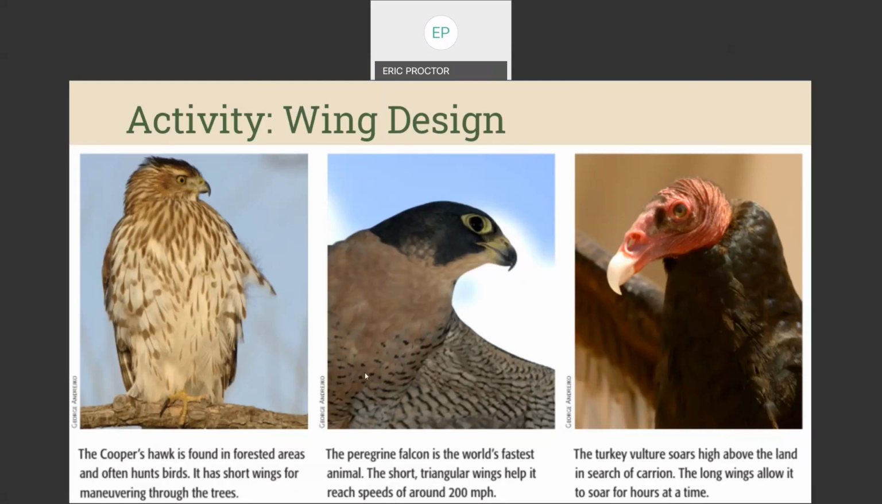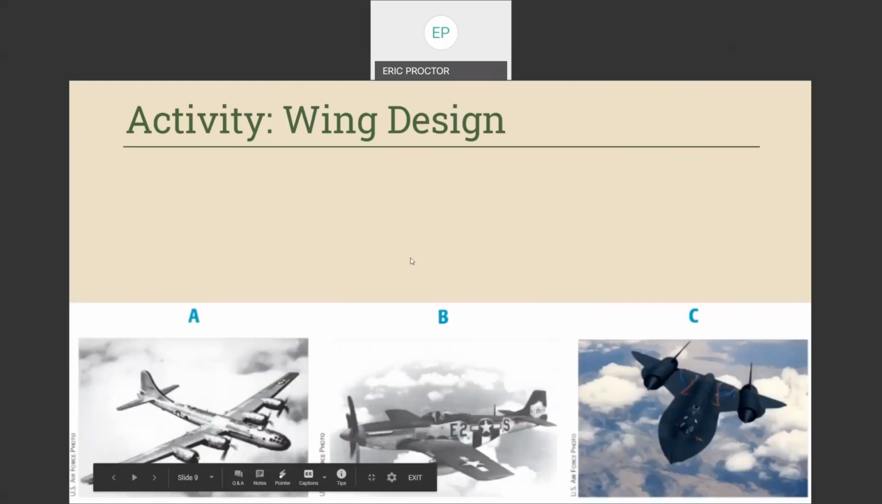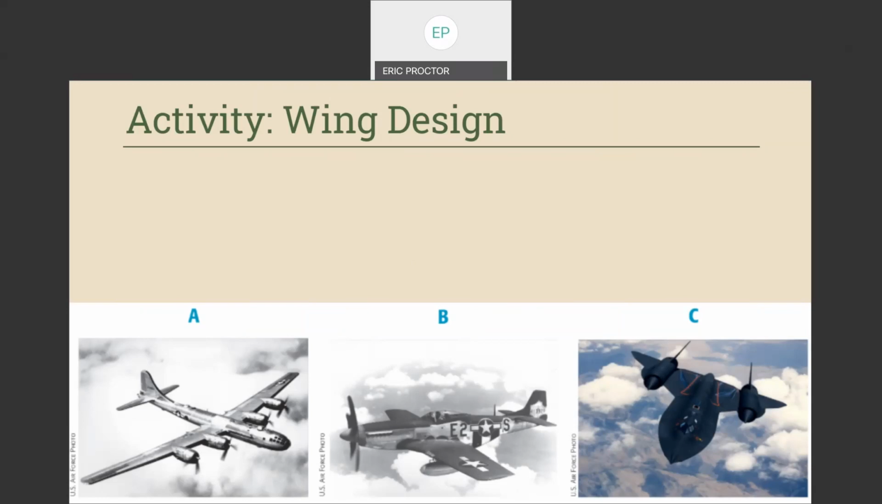So you've seen these 3 birds. So here are 3 aircraft. On the left-hand side, you have the B-29, a large airplane that was used as a bomber in World War II. It could remain in the air for hours and fly about 5,000 miles in one stretch. The P-51 Mustang, which you see in the middle, was used in World War II also. It was designed to be fast and maneuverable in order to protect those bombers from other airplanes. So it was a dogfighting airplane designed to take out other aircraft in the air.